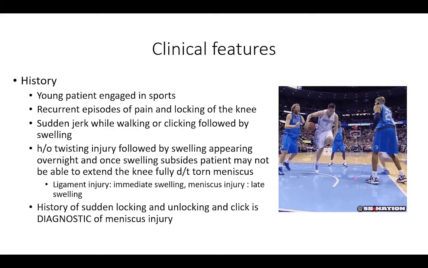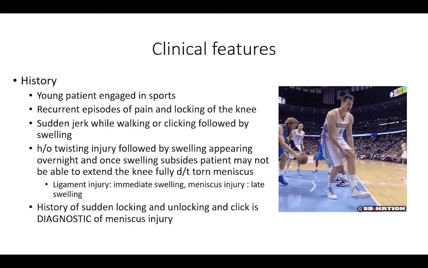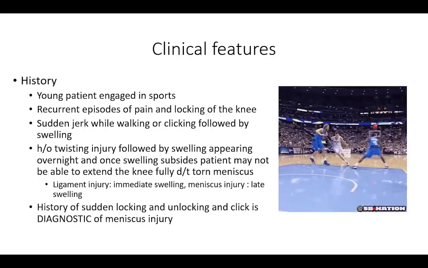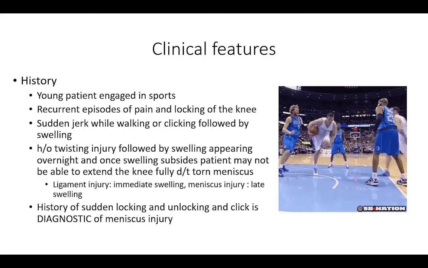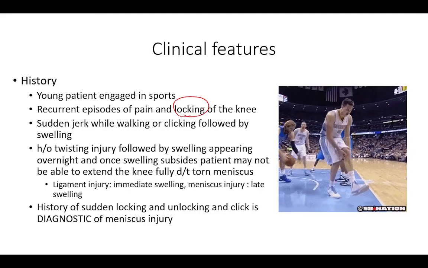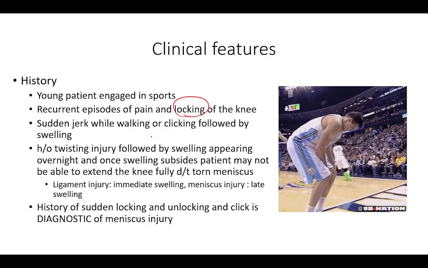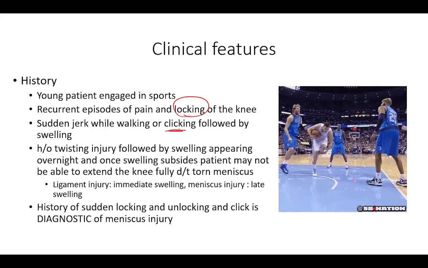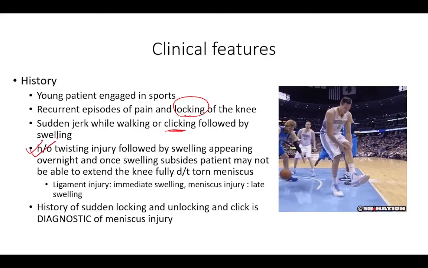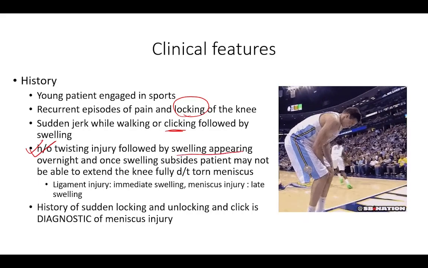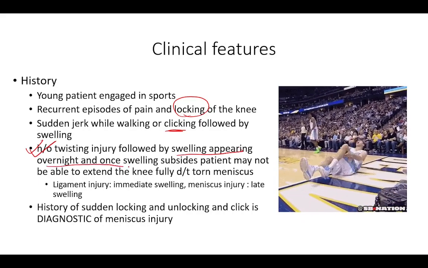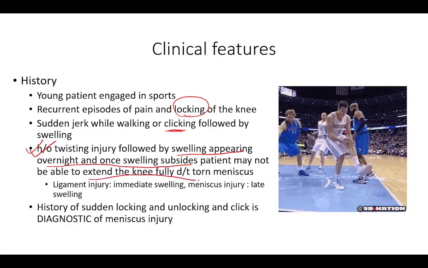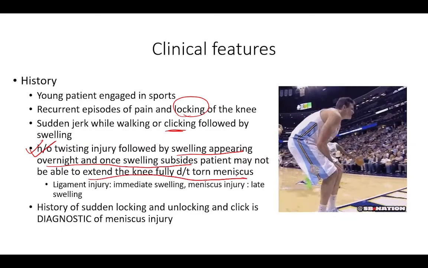The clinical feature is typically that a young patient who is engaged in sports presents with recurrent episodes of pain and locking of the knee. They may report a sudden jerk while walking or clicking, which is followed by swelling. There will be a history of twisting injury, after which the swelling appears overnight, and once it subsides, the patient may not be able to extend the knee fully due to the torn meniscus impinging into the joint.